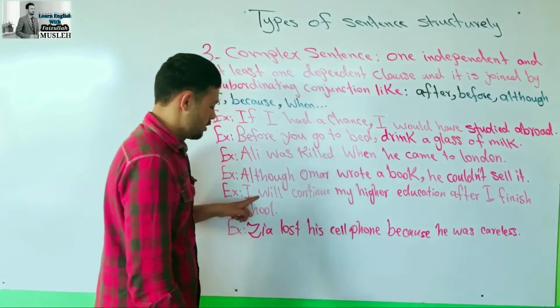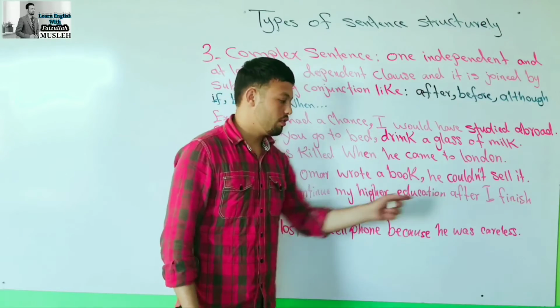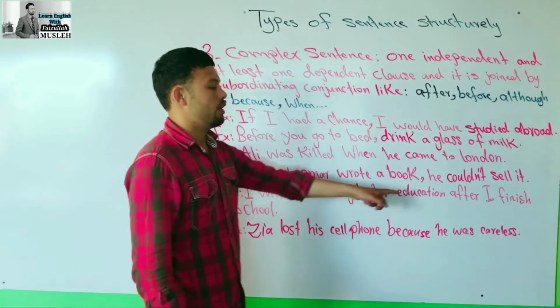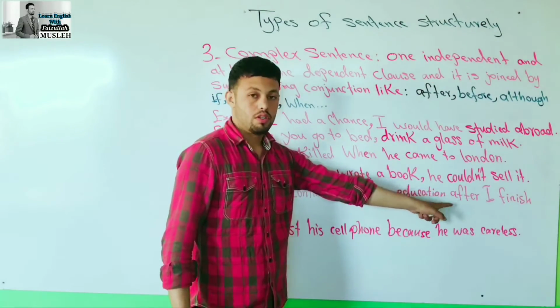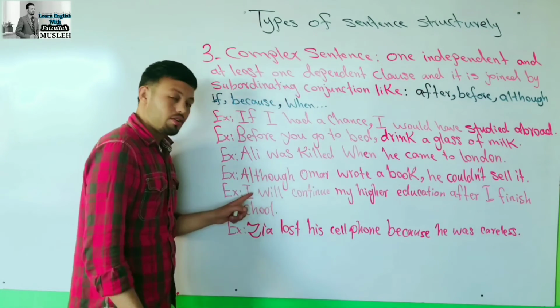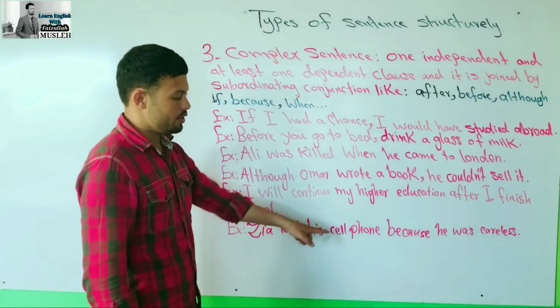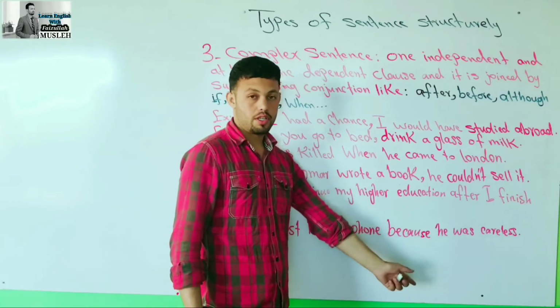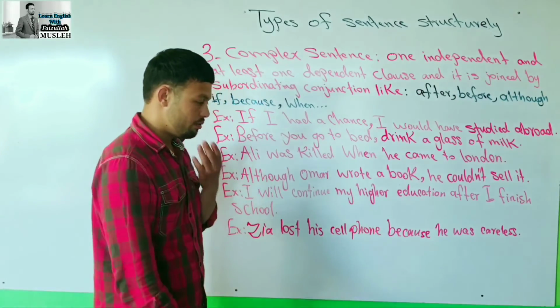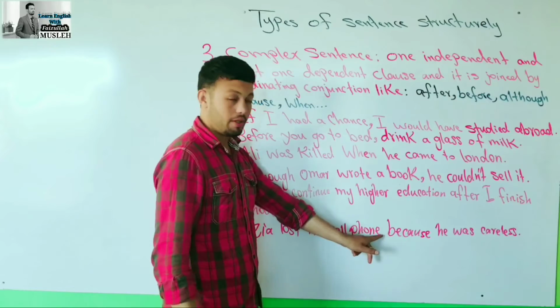Okay, and see here, I will continue my higher education after I finish school. Now here we do not use a comma. Why? Because the sentence starts with an independent clause. And Zia lost his cell phone because he was careless. Now, we don't have a comma here too.